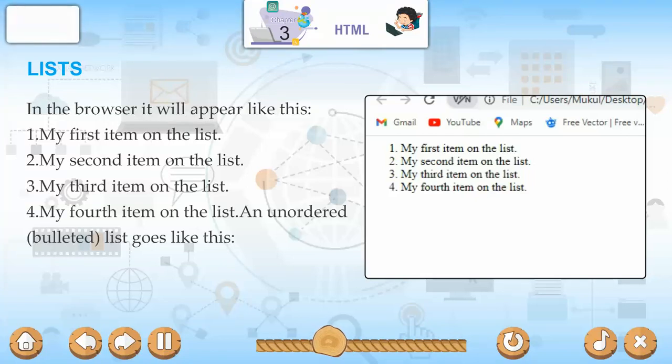First, my first item on the list. Second, my second item on the list. Third, my third item on the list. Fourth, my fourth item on the list.